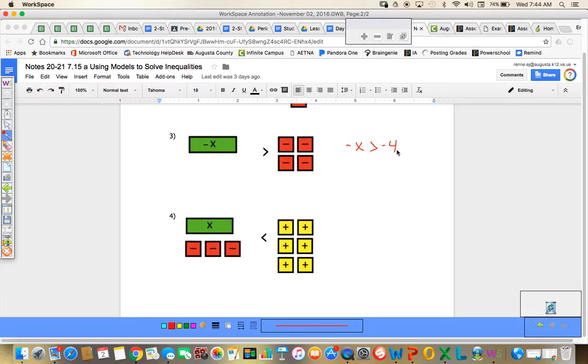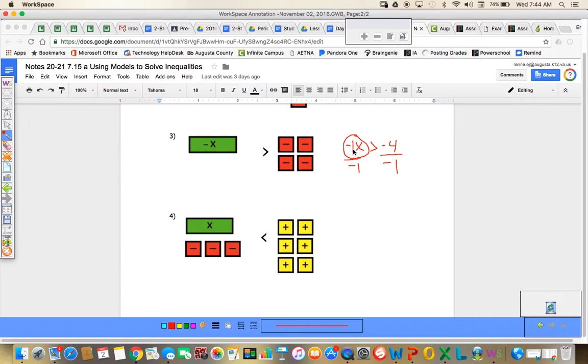Now, we talked about this before. If there is no number or coefficient of x, then what number is really there? It's in disguise. It's correct, it's a 1. So I have negative 1x is greater than negative 4. Now, because the negative is there, I do not have x by itself. So the opposite of multiplication is division. So I'm going to divide by negative 1.